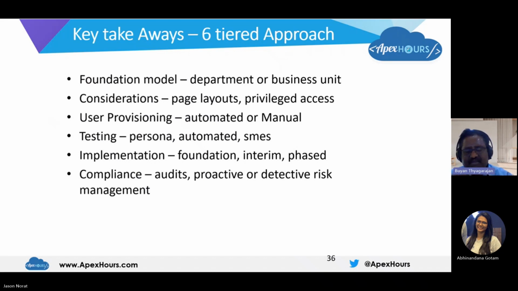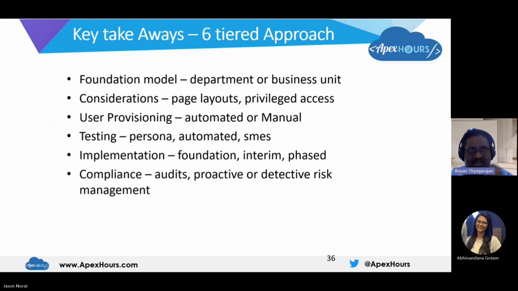Once you have the model defined, then let's look at those considerations Abby laid out on the page layout side. Jason talked about the community impact access. So let's get all those considerations and have that as part of your security strategy. And then the next piece is, what is the impact from a user provisioning standpoint? If you are automated versus manual, do you have the new redesigned security updated so that your user provisioning goes seamlessly? And then testing is an important aspect of it.